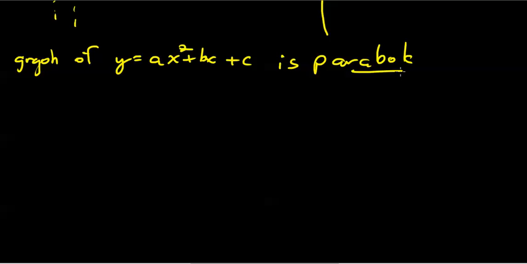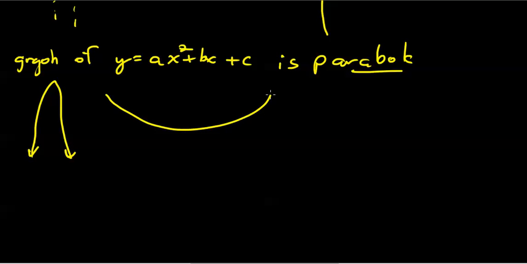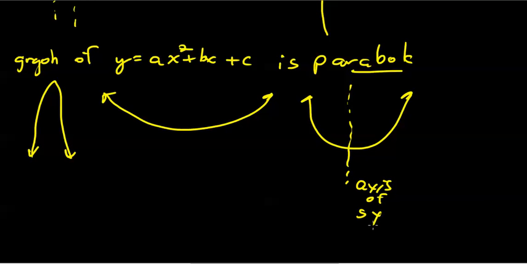Now we've got all kinds of parabolas. We've got tall, skinny parabolas that might open down. We've got short, fat parabolas that might open up. Every parabola has what we call an axis of symmetry and a vertex. Of course, the vertex is the intersection of the axis of symmetry and the parabola itself.